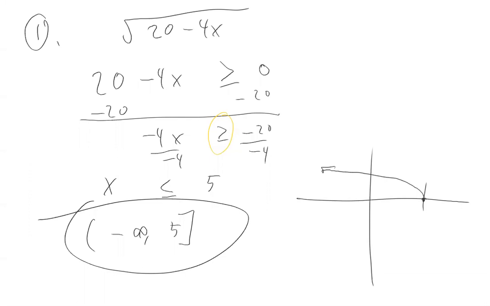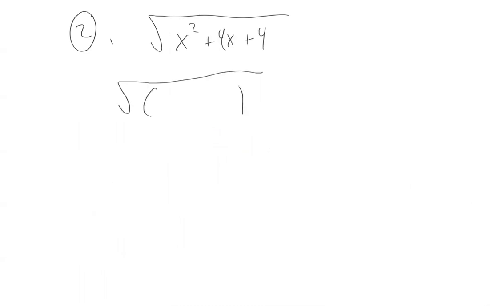Now let's try problem 2. So problem 2 says square root of x squared plus 4x plus 4. So it's a perfect square inside of it. So we can take the square root of the first part and the square root of the last part, then the sign from the middle, and then put a square on the outside. Now when you take the square root of a square, the square cancels out and becomes an absolute value. So you have the absolute value of x plus 2.